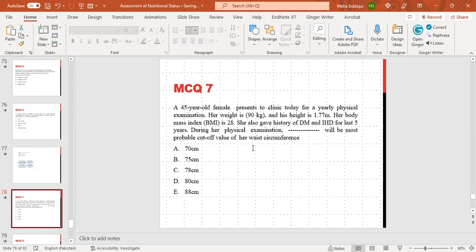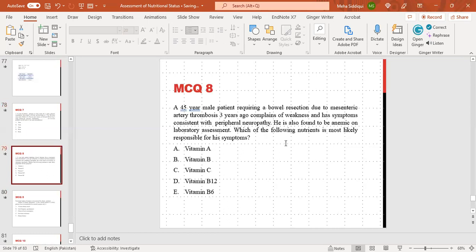If you remember that slide of waist-hip ratio, in which a person is obese and requires weight management to reduce the risk of type 2 diabetes or serious complications, then the cutoff value for females is greater than 88 centimeters rather than 80 centimeters, which is for level 1, that is normal individuals.